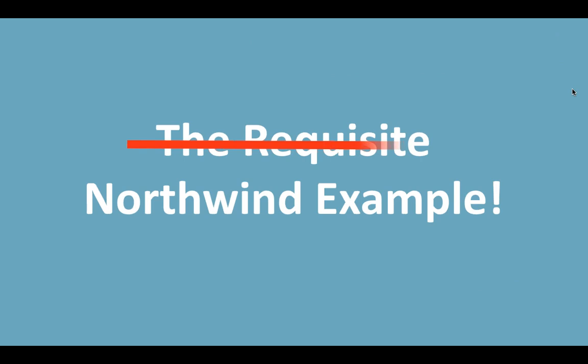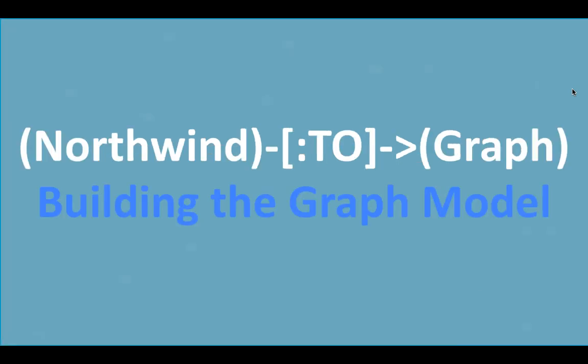So we're going to talk about the requisite Northwind example. For those of you familiar with Northwind, this is a data set that's been out for many years now, probably decades, that really models these types of data that we just talked about. And the funny thing is it is supposed to be the canonical example of what a relational database looks like.